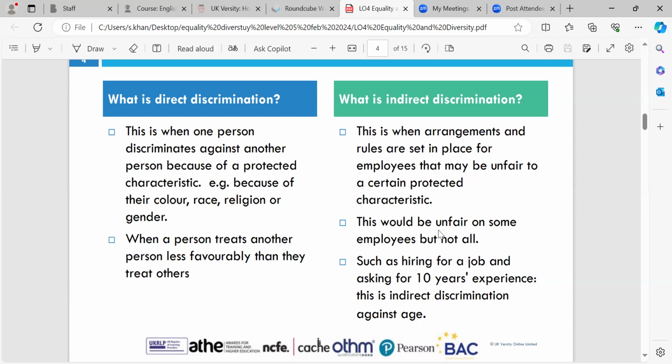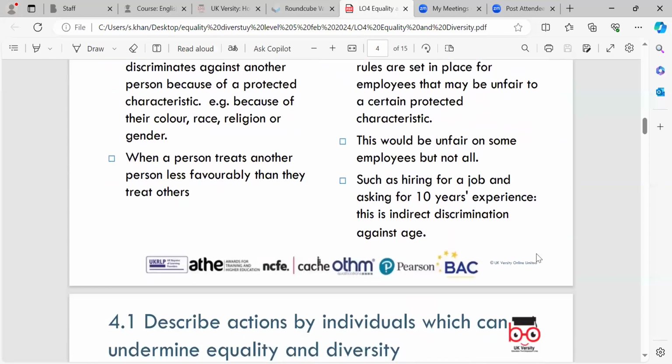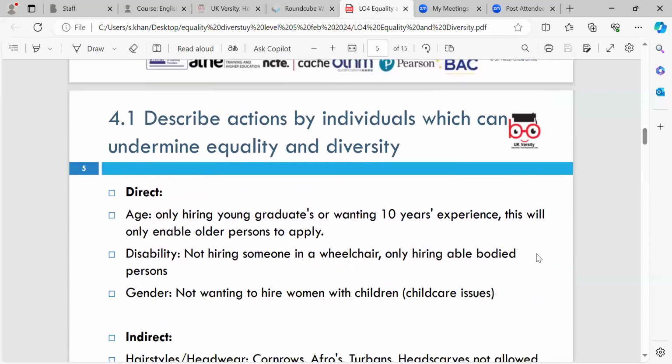Indirect discrimination is when arrangements and rules are set in place for employees that may be unfair to a certain protected characteristic. This would be unfair on some, but not all. Such as hiring for a job and asking for 10 years experience. This is indirect discrimination based on age. So, you know, it does play a big role in it.